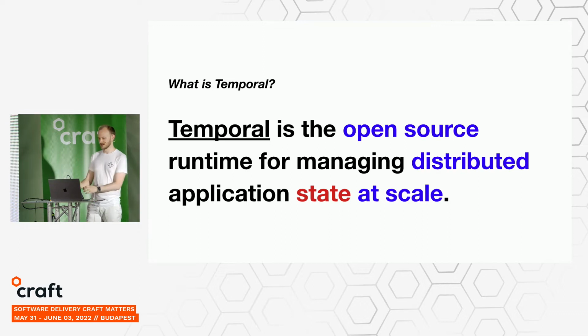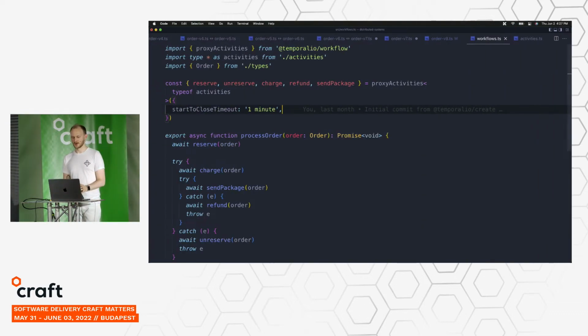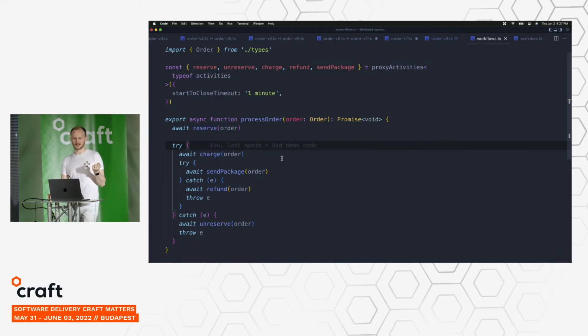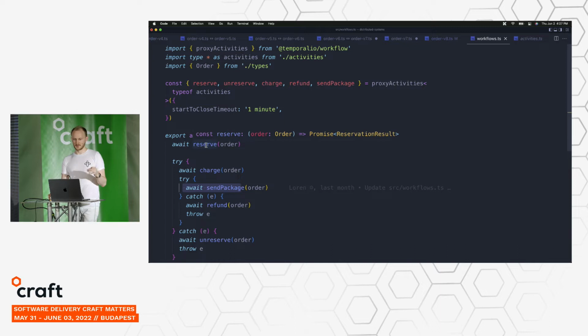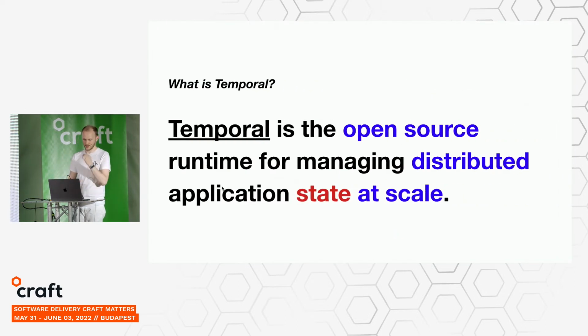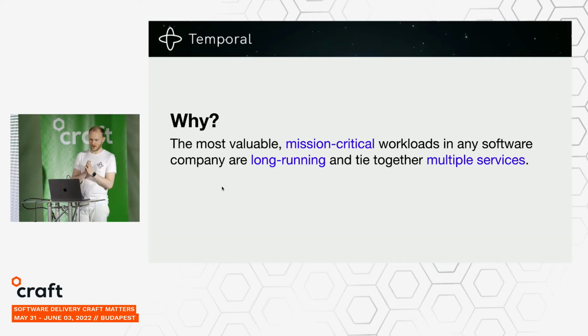We automatically save where you're at in this function durably. So if the process dies after this, we know to come back and try this. And similarly, we're taking care of all of the retries and timeouts for each of these activity functions. Why? The most valuable mission-critical workloads in any software company are long-running and tie together multiple services.